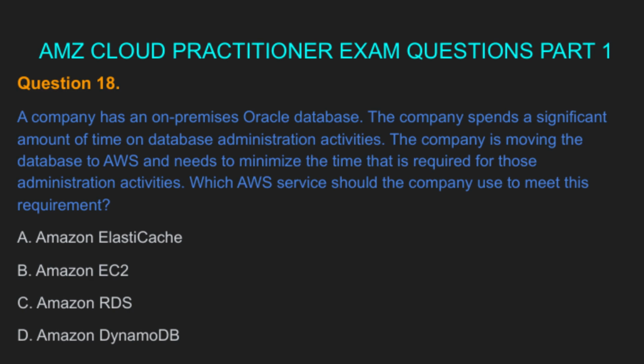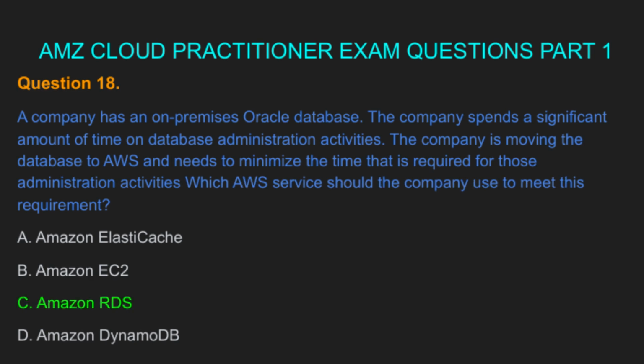Question 18. A company has an on-premises Oracle database. The company spends a significant amount of time on database administration activities. The company is moving the database to AWS and needs to minimize the time that is required for those administration activities. Which AWS service should the company use to meet this requirement? A. Amazon ElastiCache. B. Amazon EC2. C. Amazon RDS. D. Amazon DynamoDB.